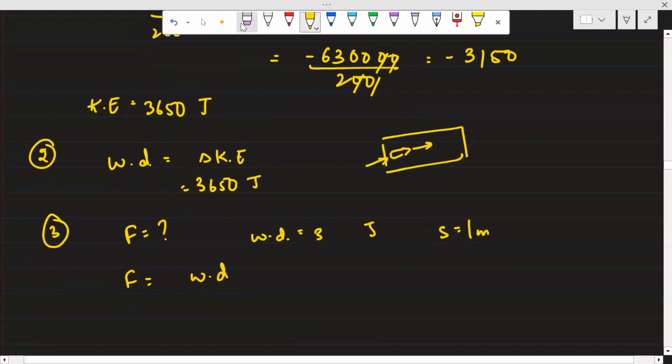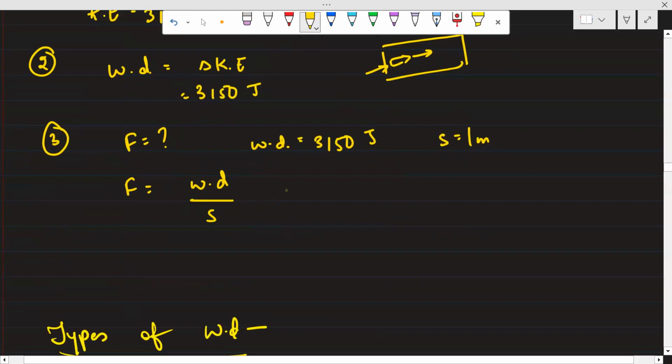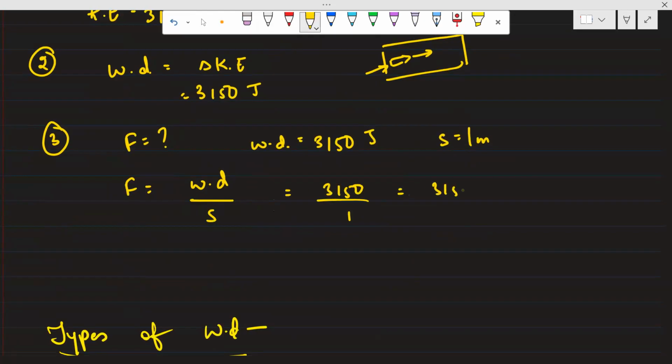So when we are talking about the average resistive force, this will also be the same, right? Because this is 1 meter only. So this is 3150 joules. So this will be work done divided by the displacement. So 3150 by 1. This is 3150.